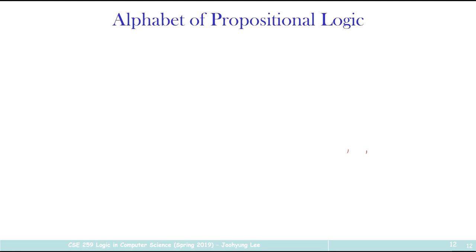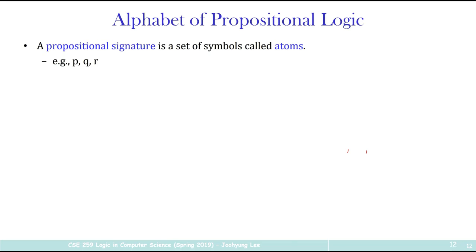So the alphabet of propositional logic has multiple components. The first one is called the propositional signature. We already saw these kinds of things in the previous slide: P, Q, R, or J, L, R, U. Those kinds of atomic sentences. So they are called atoms.